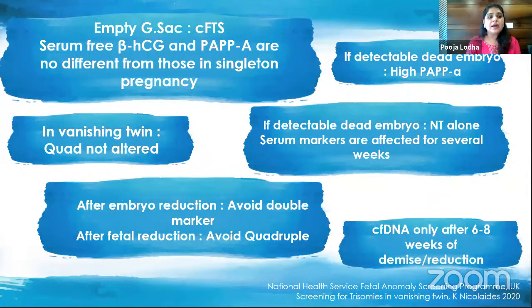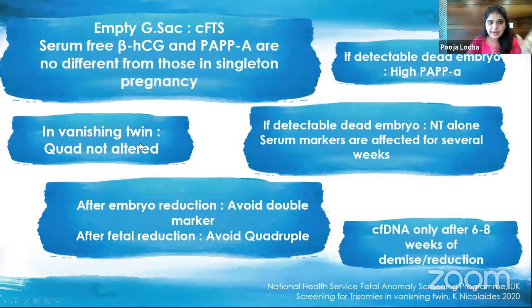no embryo, combined first trimester screening can be done, and the serum free beta-HCG and PAPA are no different from those in other singleton pregnancy. In short, an empty sac without an embryo, go ahead and do a routine combined first trimester screening. Now, if at all there is an embryo detectable, there is going to be falsely high PAPA, which is going to be a falsely assuring low risk.